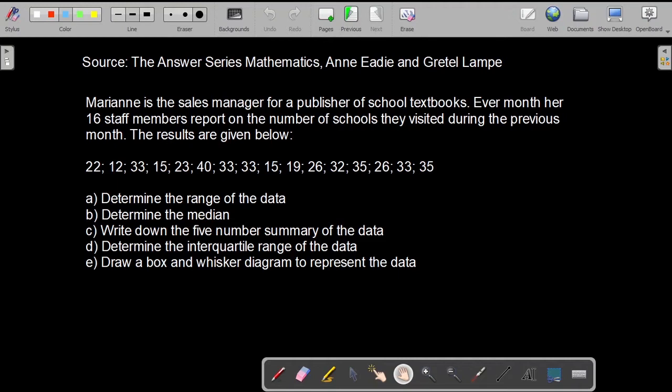It says, Marianne is the sales manager for a publisher of school textbooks. Every month, her 16 staff members report on the number of schools they visited during the previous month. The results are given below.